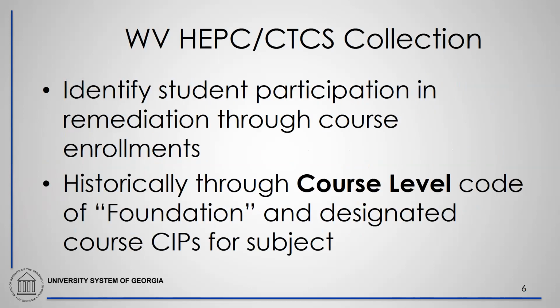So in West Virginia, they identify student participation in remediation through course enrollments. Historically, prior to the reform, this was through a course level code of foundation. The other levels are like bachelor's level, master's level, etc. And then that course level code of foundation had to be crosswalked with a CIP code that aligned with it, being a basic level course, the 32 series in CIPs.